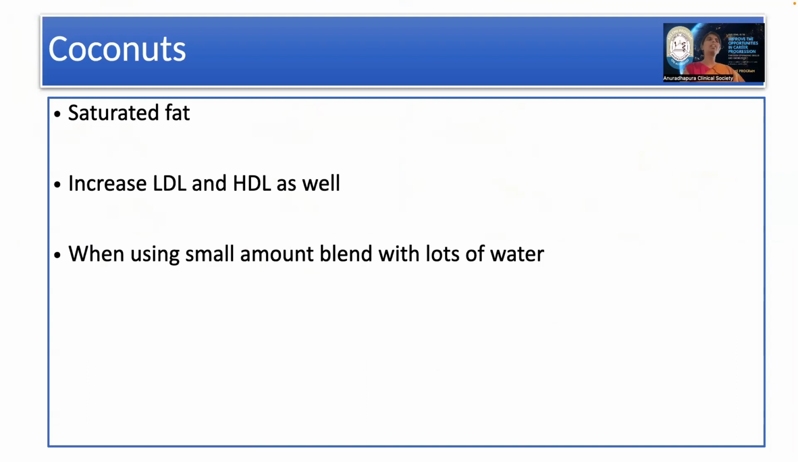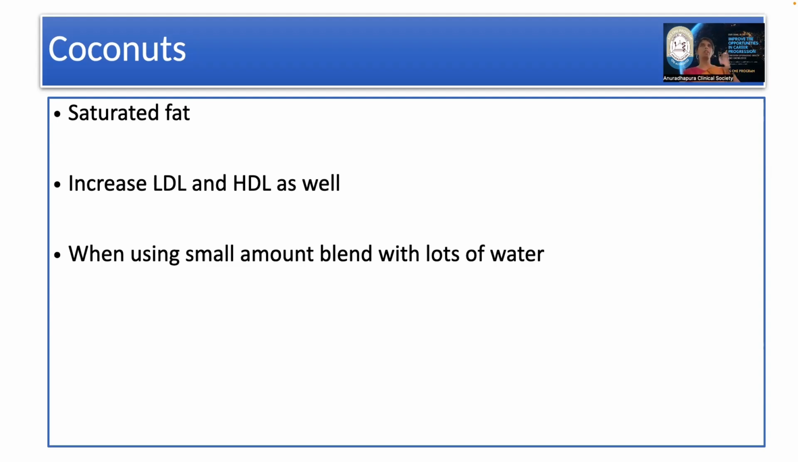Then these are some controversial points we are talking about, the coconut. So coconut has saturated fat. If we take a lot of coconuts and coconut oil, it will increase LDL and as well as some amount of HDL. But we don't promote coconut intake. Yes, if you are following a low carb diet, you can eat some amount of coconut. You can add some amount of coconut oil for the diet.